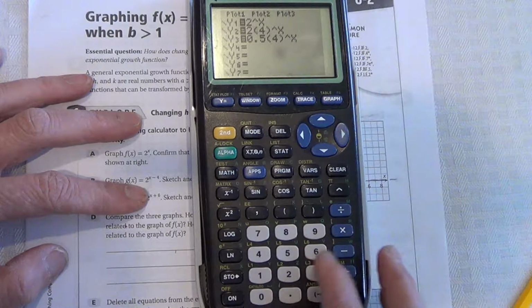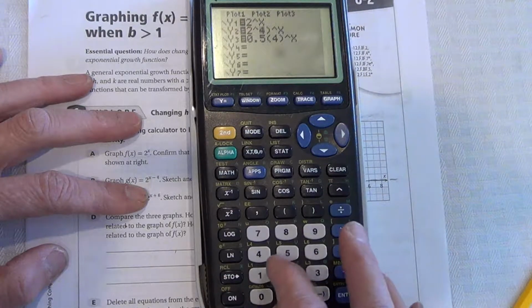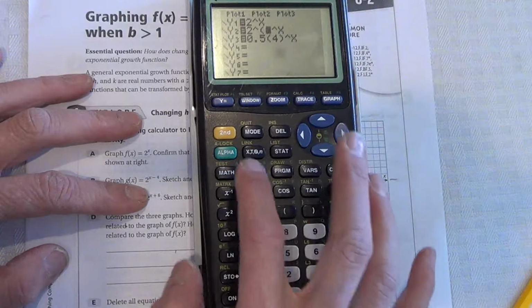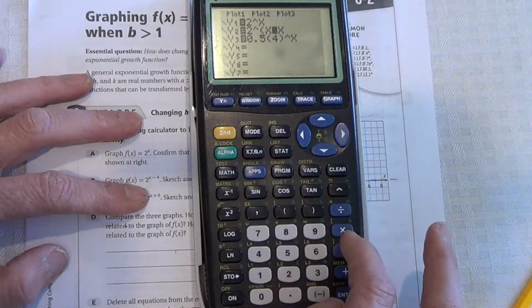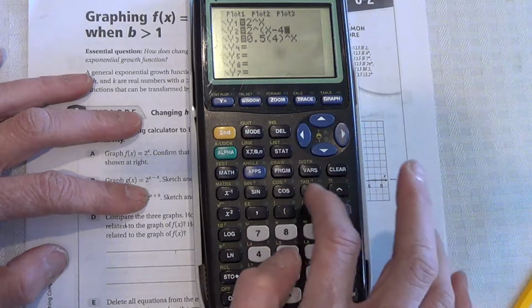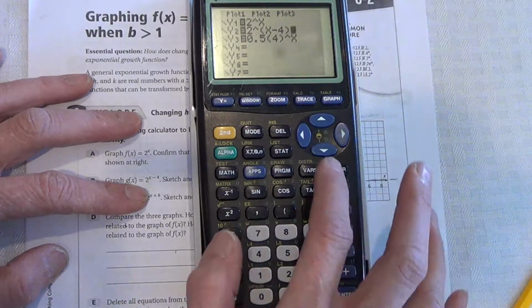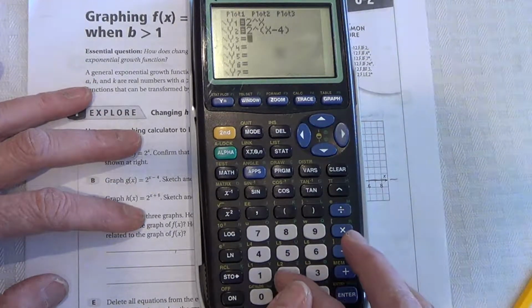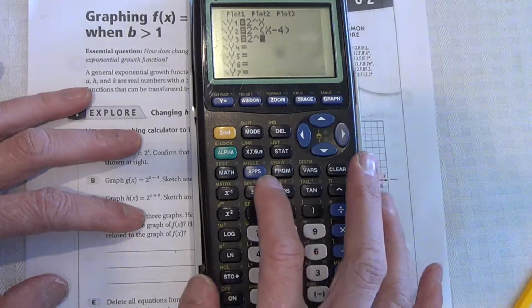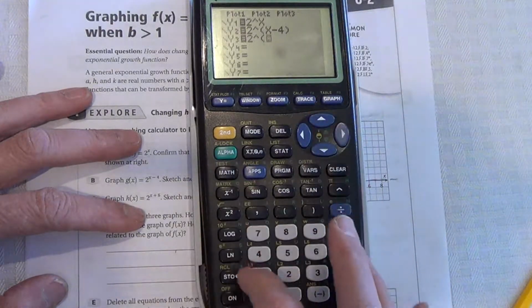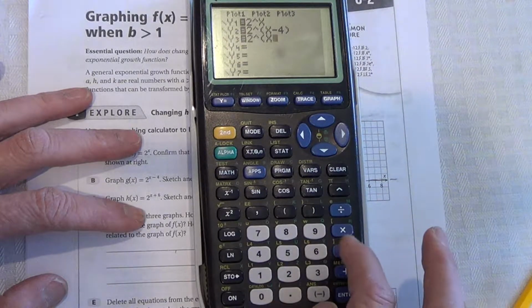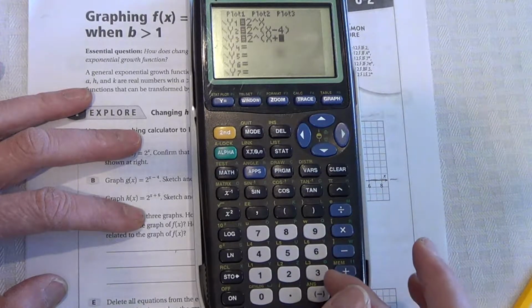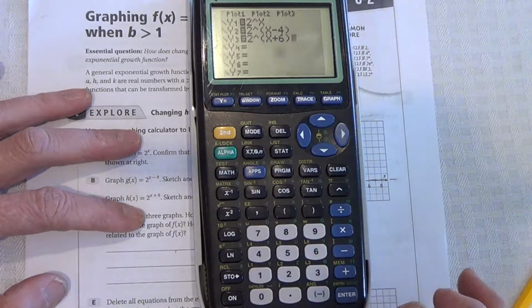2 raised, use parentheses on this to make sure it all stays up there. Parenthesis alpha x minus 4, parentheses closed. And the next one, you can always hit clear on those so that they're not quite so confusing to put in. 2 raised to the parentheses alpha x minus, whoops, if you make a mistake, just go back with your cursor, plus 6, parenthesis closed.